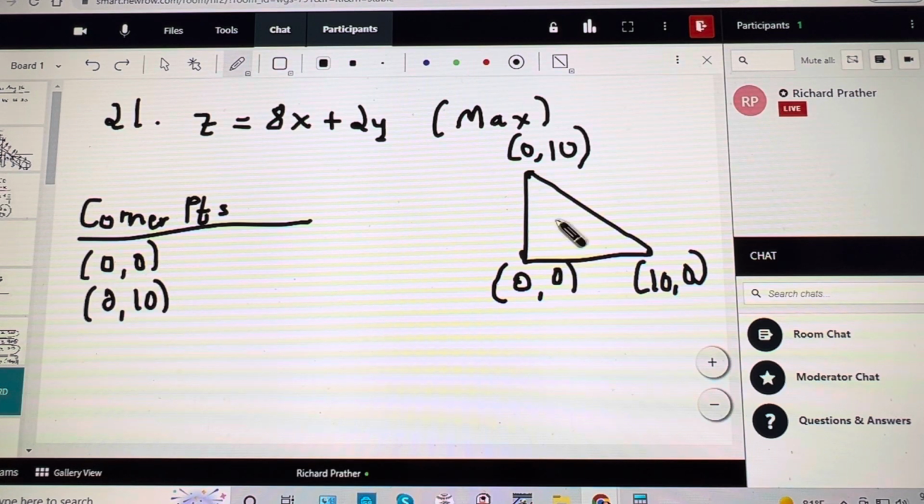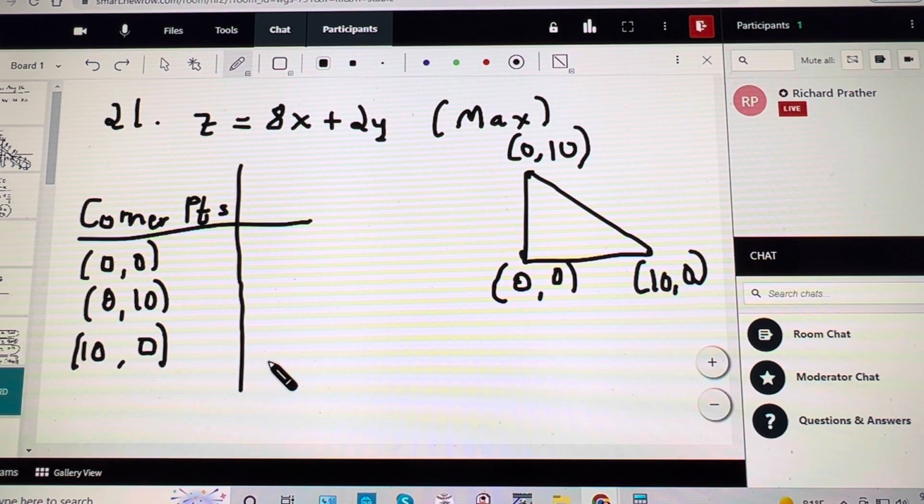In theory, the answer could be anywhere in the shaded part, but the rule is that only corner points lead to maxes and mins. The other parts are just solutions, they're just not max or mins. And then you do the objective function in the second column. And this is pretty easy to do in most problems.